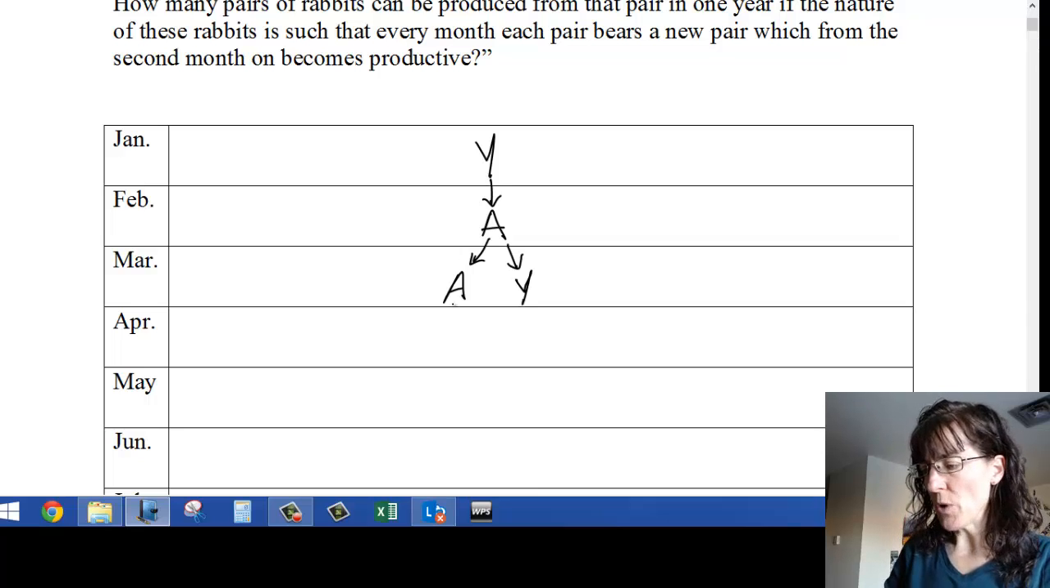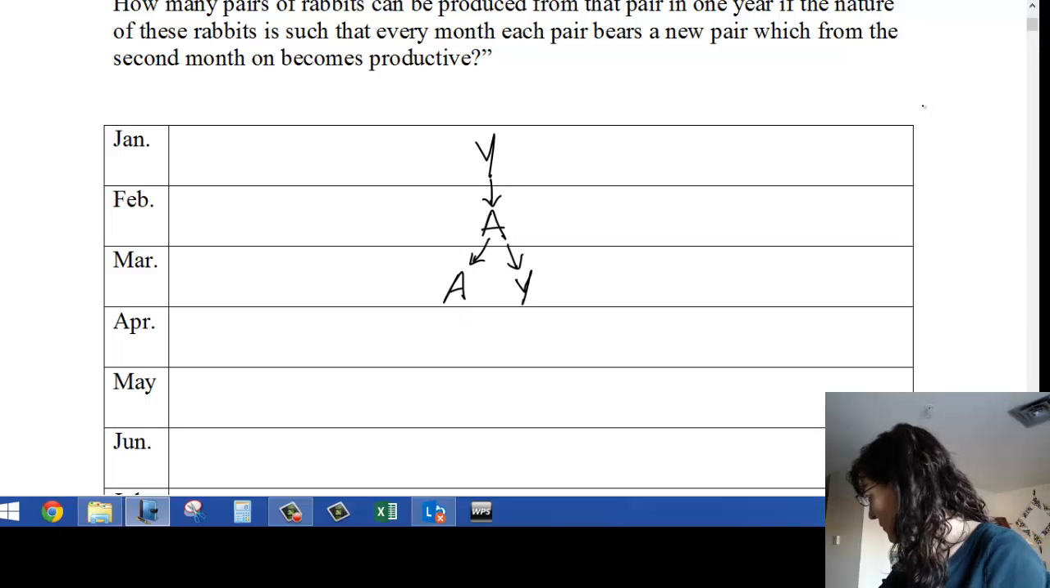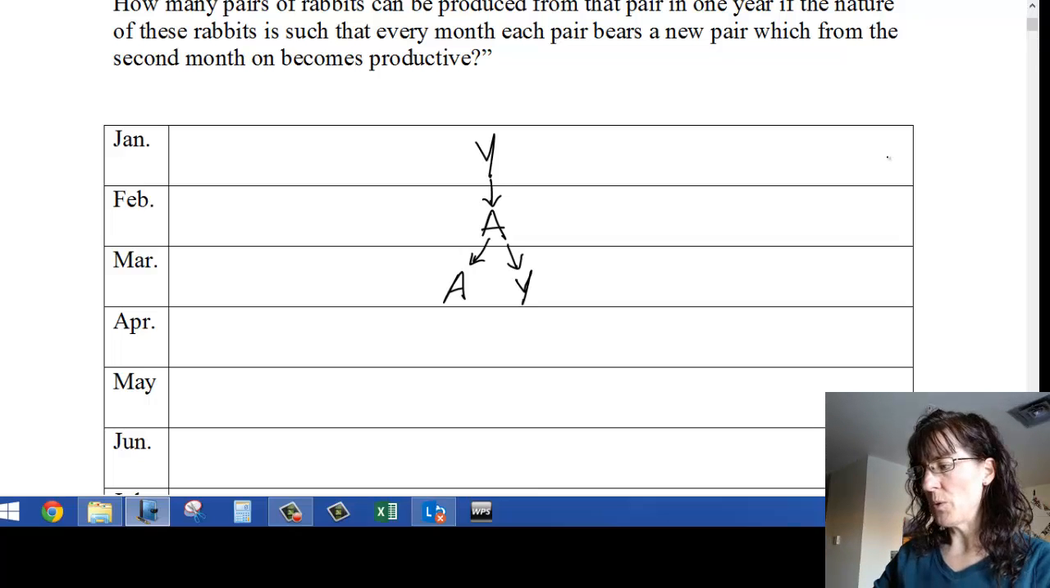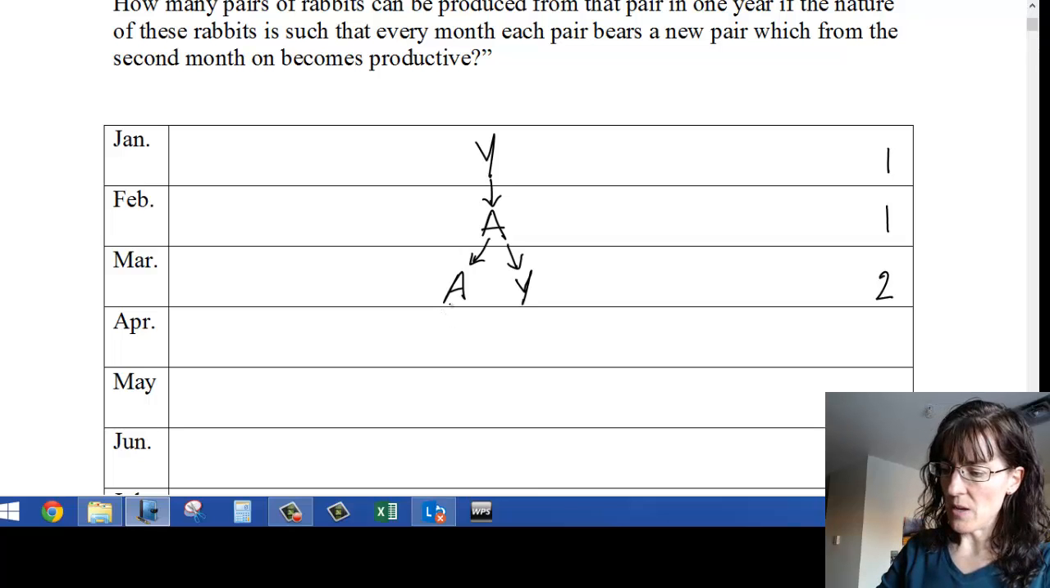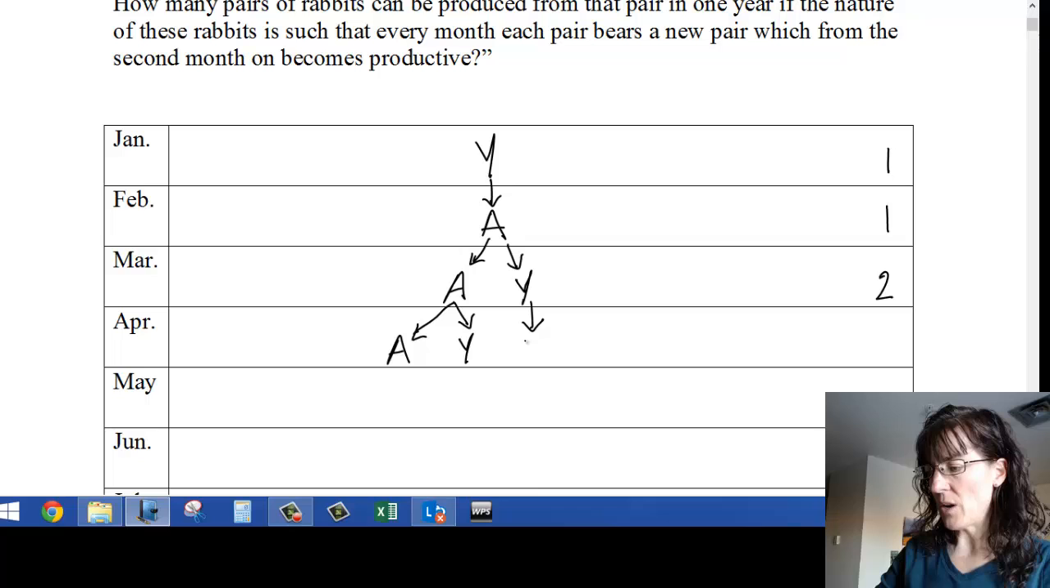So to finish off this problem, I would go ahead and put over here on the right the total pairs. So this month, January, I have 1 pair. February, I still have just the 1 pair of rabbits. March, I have 2 pairs. And then this adult pair is still going to produce they themselves plus a youth pair. This youth pair will go on to become adults.